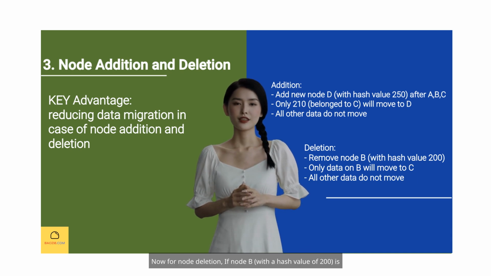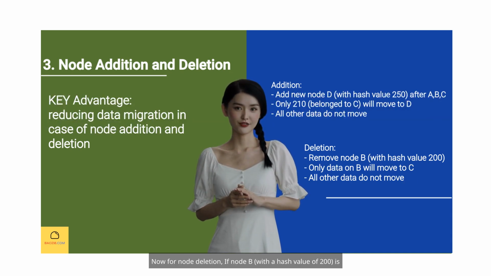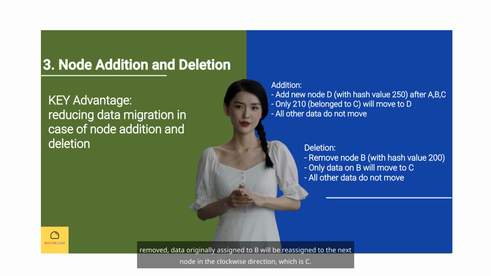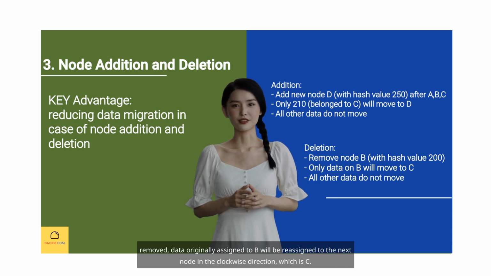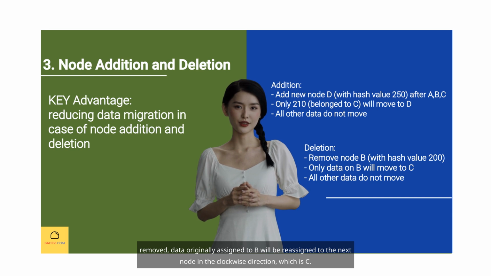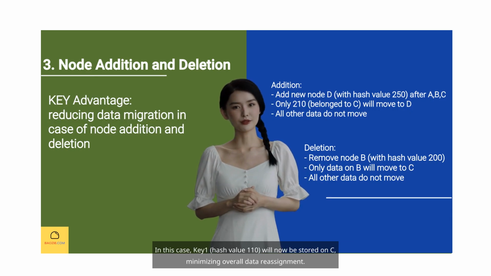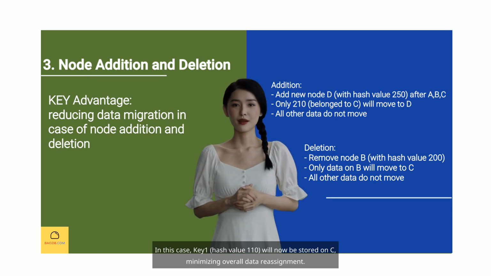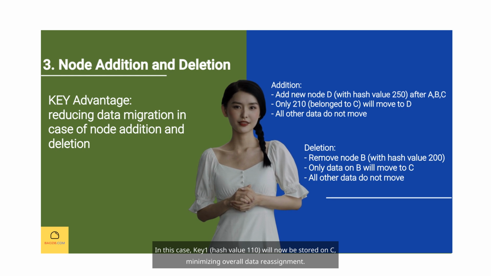Now for node deletion, if node B, with a hash value of 200, is removed, data originally assigned to B will be reassigned to the next node in the clockwise direction, which is C. In this case, Key 1, hash value 110, will now be stored on C, minimizing overall data reassignment.